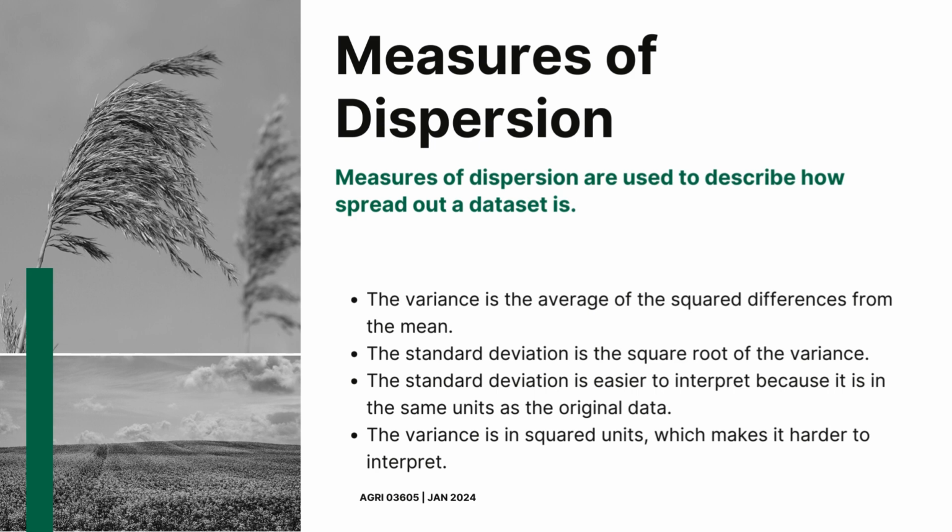The standard deviation is used more often than the variance because it is in the same units as the data, whereas the variance is in squared units. This makes the standard deviation easier to interpret.